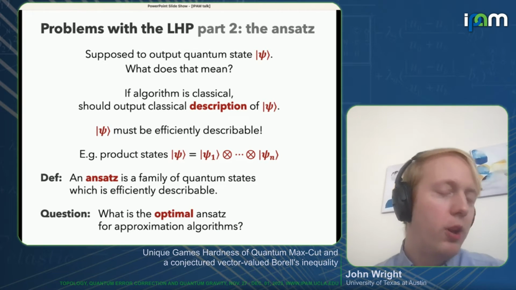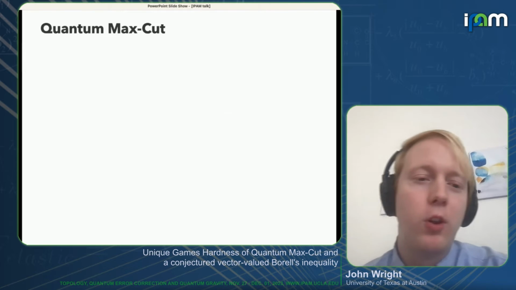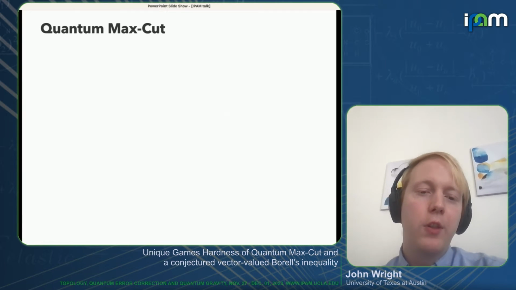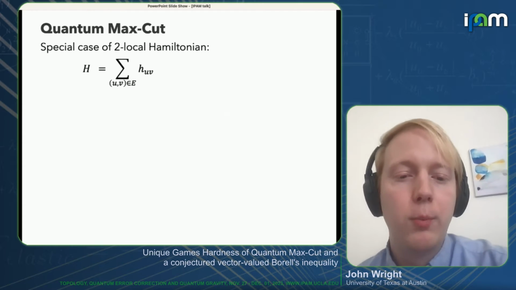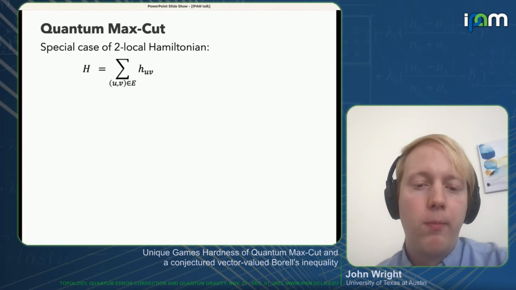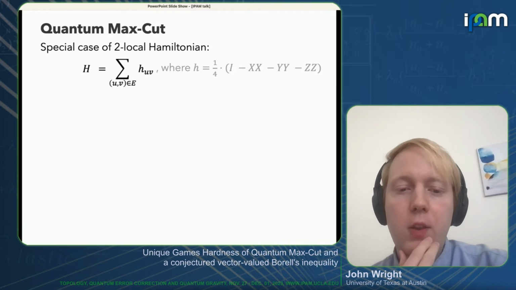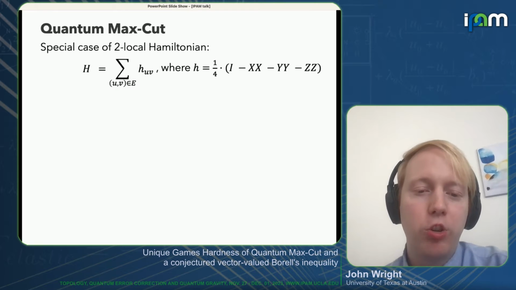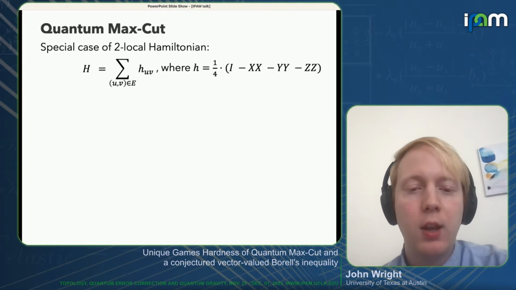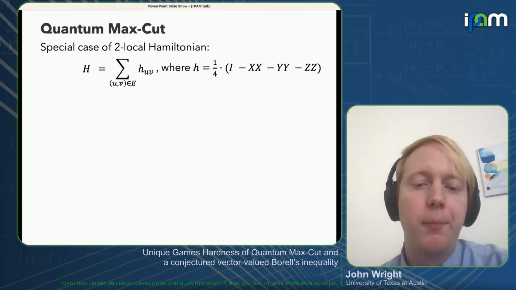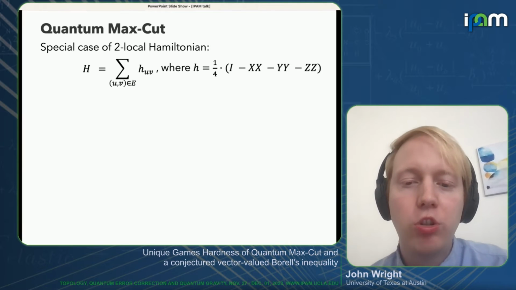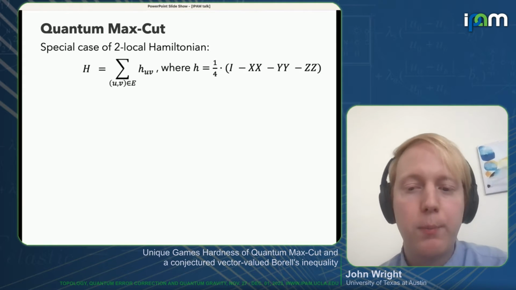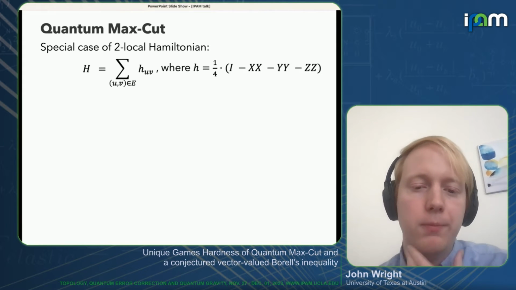Okay, so to zero in on all these problems, we're going to study a special case of the local Hamiltonian problem known as quantum max cut. This is a special case of the two-local Hamiltonian problem, which we saw earlier, in which the local matrix H is fixed. No matter which qubits u, v we're looking at, we always have a single local matrix H, which is just given by 1/4 times the identity minus the Pauli XX minus the Pauli YY minus ZZ.